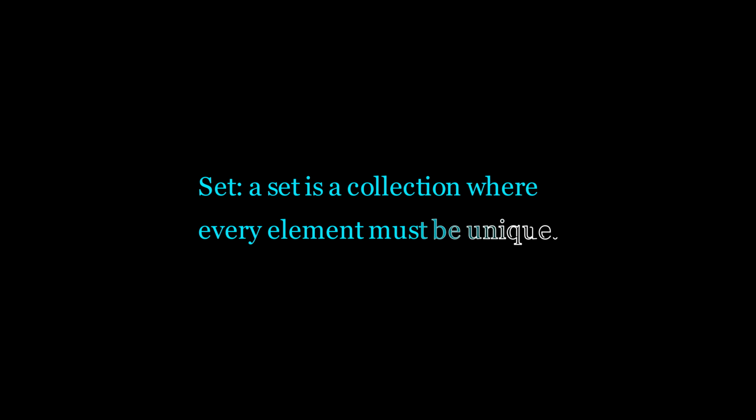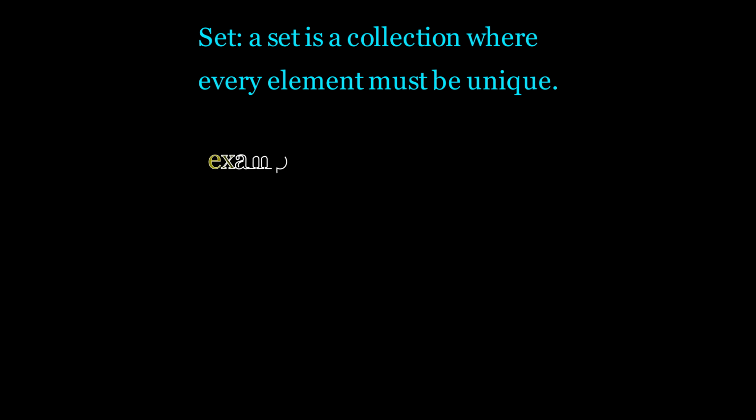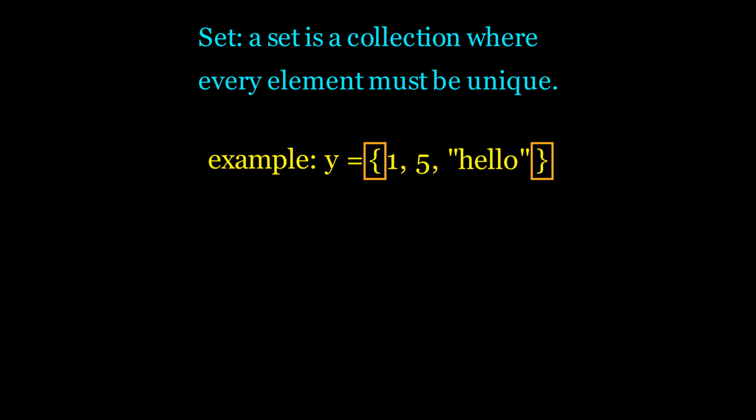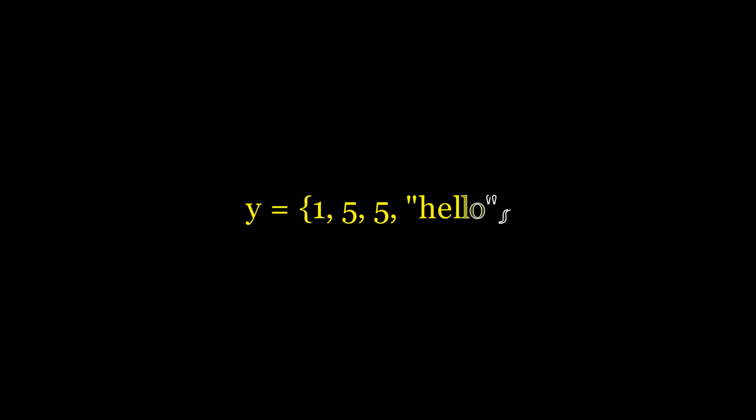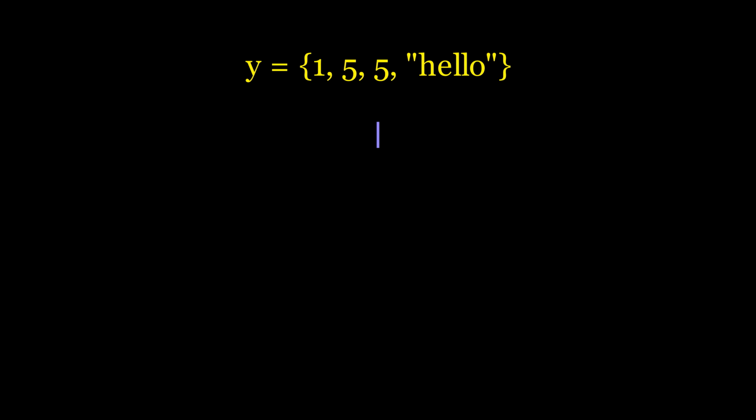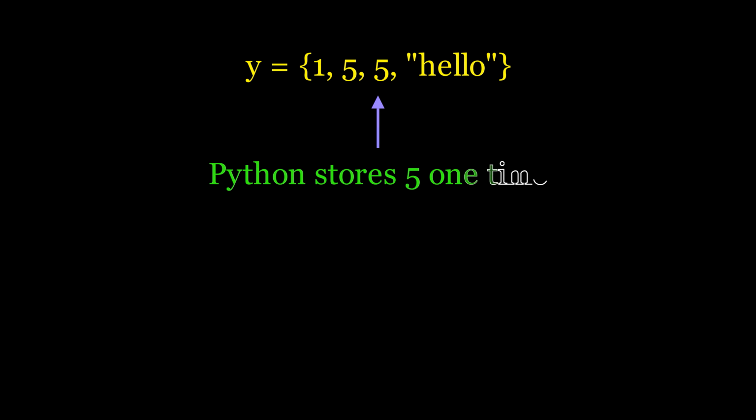Let's dive into sets. Simply put, a set is a collection where every element must be unique. Take a look at the syntax on your screen. We use curly braces to define them. Notice that in our first example, all elements are different. Now, look at what happens when we include the number 5 two times in the same set. Even though we wrote it twice, Python only stores it once. This is the core power of a set. It automatically handles duplicates for you.